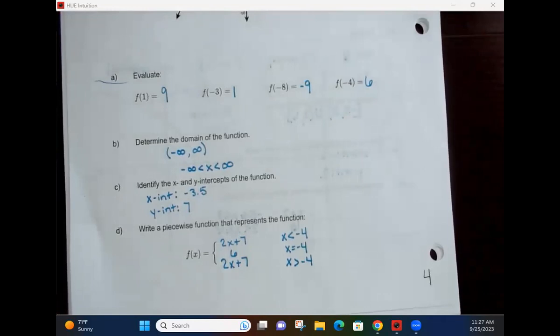For homework tonight, I would like you to work on pages 5 and 6. You are just giving me the domain. You can give me whatever notation you would like. If you want to do intervals, do intervals. If you want to do inequalities, do inequalities.